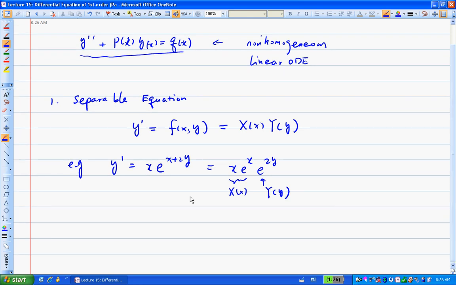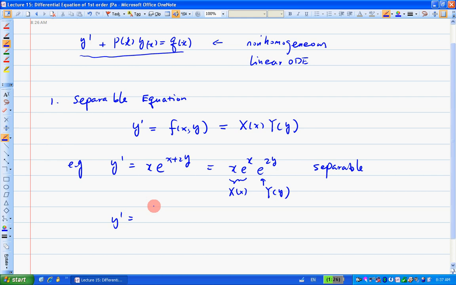However, if I ask you, is this differential equation linear or non-linear? It's non-linear, right? It doesn't satisfy the standard format for a linear equation with y prime, because there is an exponential term with y in the power. So this is separable.